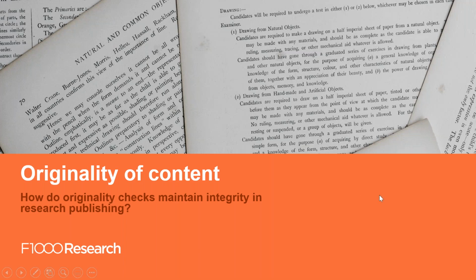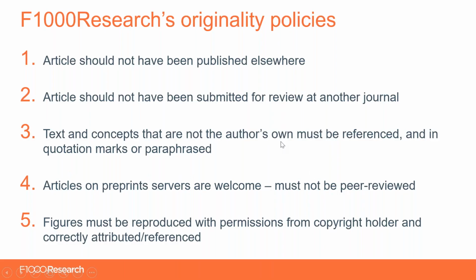Thanks, Matthew. So one of the first things that we check for when assessing a new submission is whether the content is original, as Matthew said, so that it hasn't been plagiarized in full or in part. So how do we go about this? First of all, we have a set of originality policies to prevent plagiarism or overlap in submissions. So first of all, an article should not have been published elsewhere before in another journal, as it would constitute a duplicate submission, which is unacceptable.